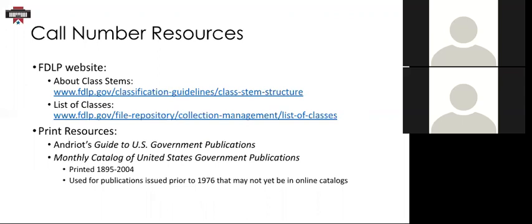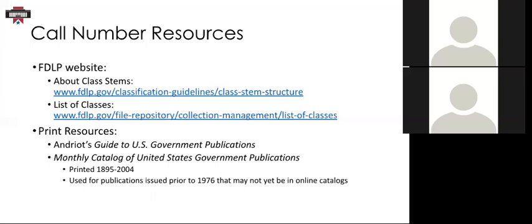I also want to point out some print resources that are especially useful if you're researching US documents that were published before 1976. First is Andriott's Guide to US Government Publications. Andriott's is a 3-volume set that lists federal depository titles, information about their publication history, like frequency, and it also cross-references other similar titles and call numbers. For me, this resource has been particularly valuable when I needed to trace how a federal agency's name and SUDOC number changed over time. Also listed here is the monthly catalog.